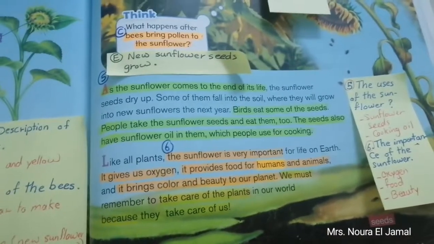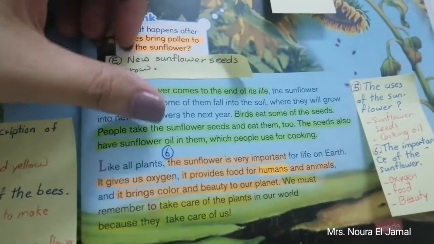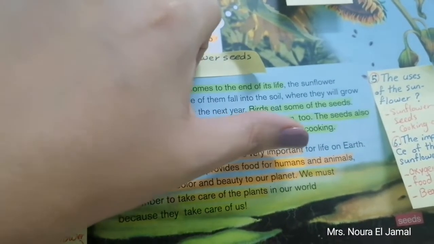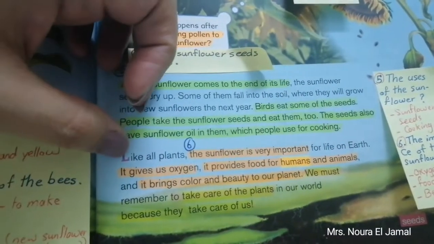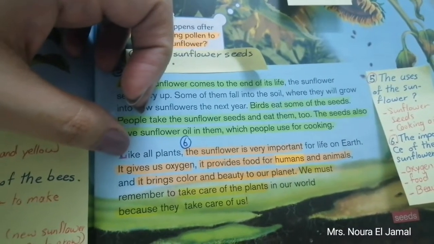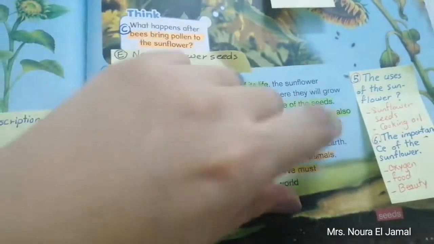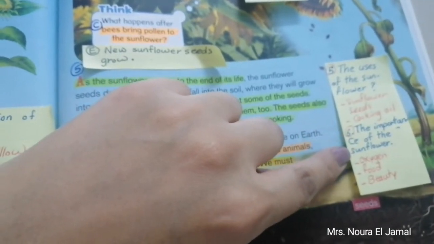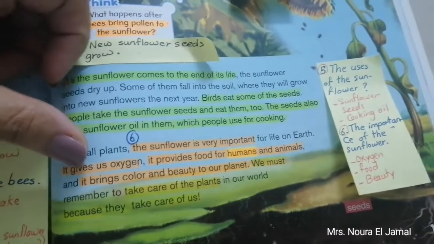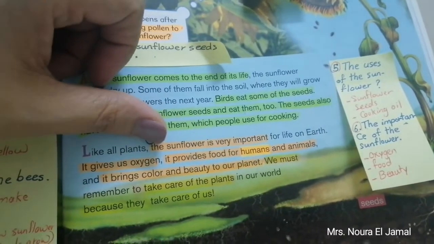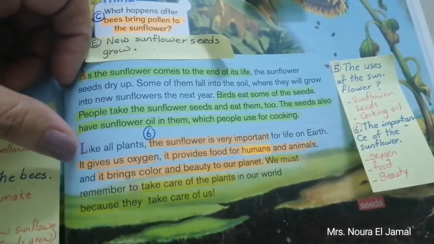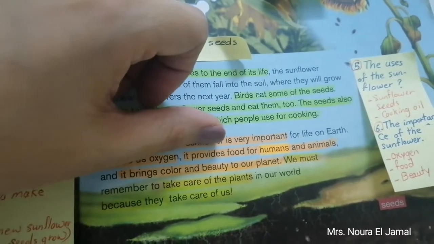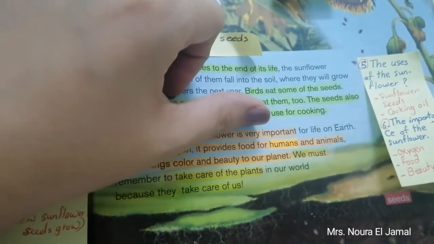Paragraph number 6. Like all plants, the sunflower is very important for life on earth. Why is the sunflower important? So number 6 here, the importance of the sunflower. Like all plants, the sunflower is very important for life on earth. It gives us oxygen. It provides food for humans and animals.